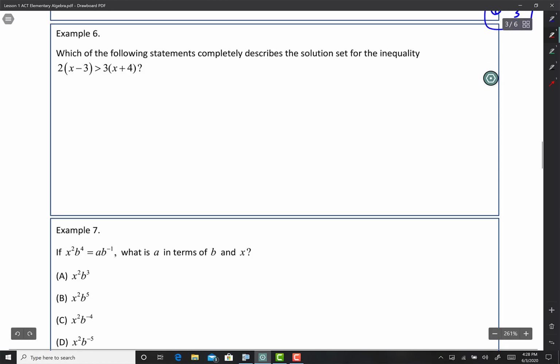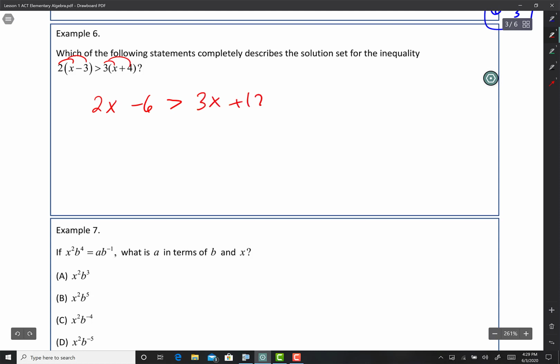All right, here we go. Which of the following statements completely describes the solution set for the inequality? All they're doing is asking you to solve for x, guys. They're telling you to solve for what x values this statement is true. That's all they're trying to say. So distribute the 2. So 2x minus 6 greater than, and then distribute the 3.